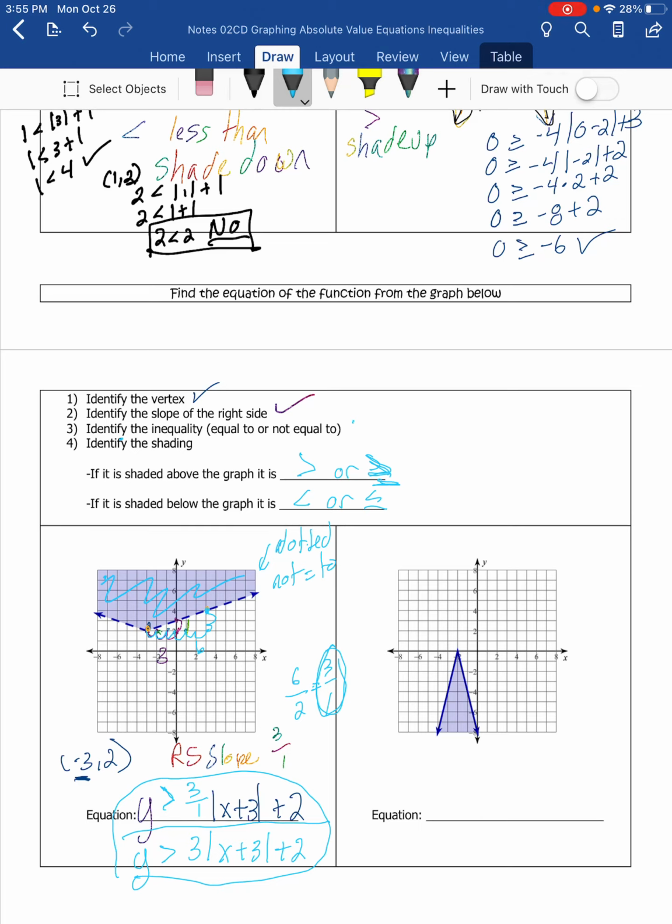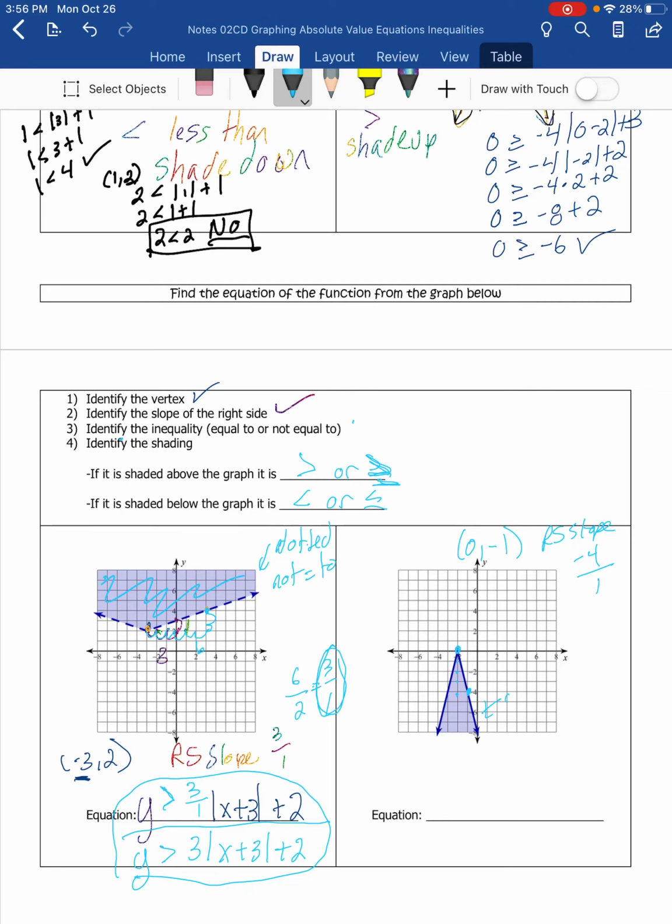All right, last one, and I'm sorry, this has just been a struggle today. Okay, so first thing you do, identify your vertex. My vertex is 0, -1. For the slope of my right side, I have to pick another point, so I'm just going to pick this point right here. So it's down 1, 2, 3, 4, and over 1. So my right side slope is down 4, right 1.